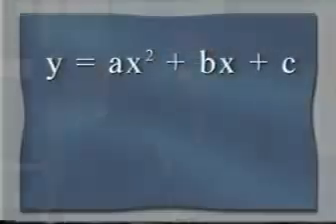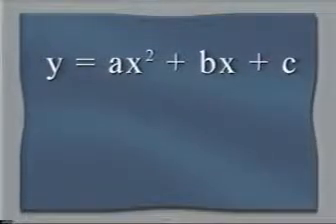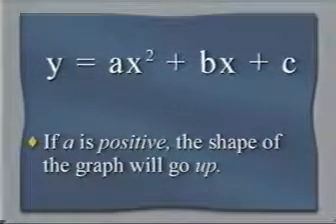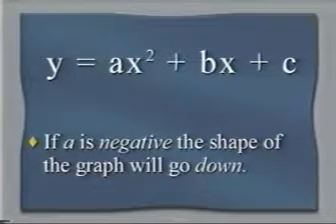In fact, let's go ahead and take a look at the general equation where we're graphing a quadratic: y equals ax squared plus bx plus c. Again, this is a second degree quadratic equation because the highest power term is the ax squared. The lead coefficient is a. If a is positive, the shape of the graph of this equation goes up. If a is negative, the graph goes down, and we'll see why shortly.